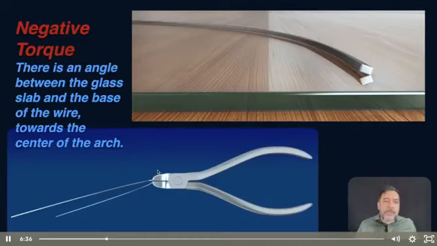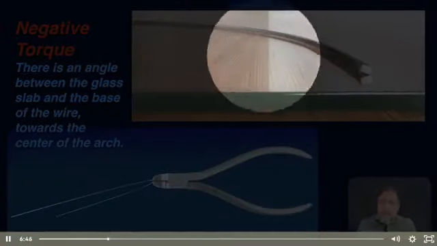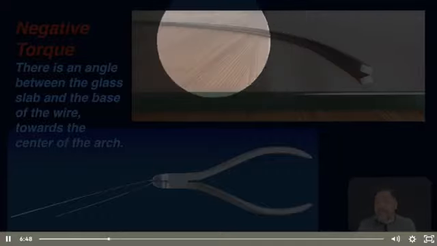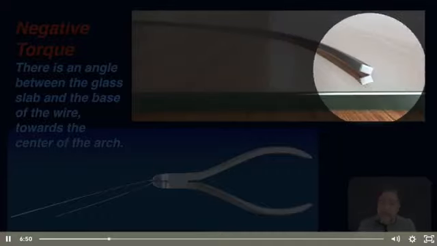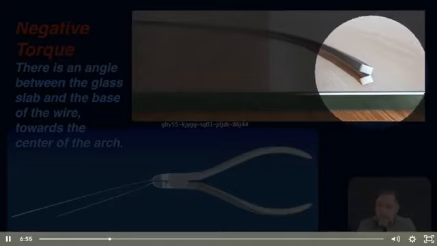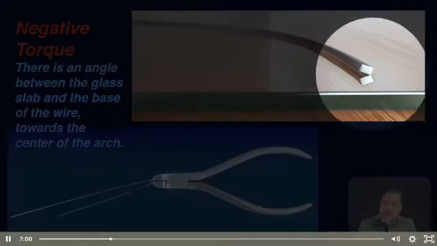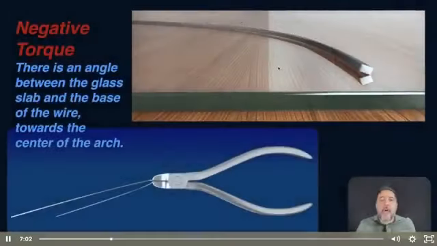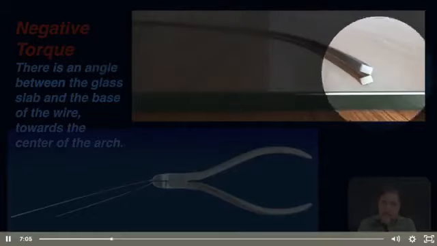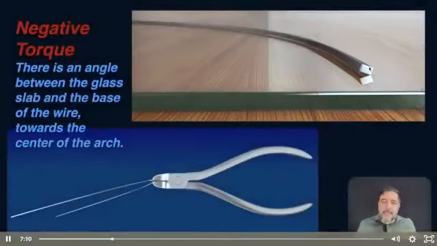So there is an angle between the glass slab and the base of the wire towards the center of the arch. Again, this is the way to see it when we flatten the wire and position it over the glass slab. This is something that we could see. Of course, it is not simple, but if we apply a magnifying glass, we could see something like this, with this angle towards the center of the wire. Remember, this is showing an arch wire cut in the middle, in the center of the incisors.